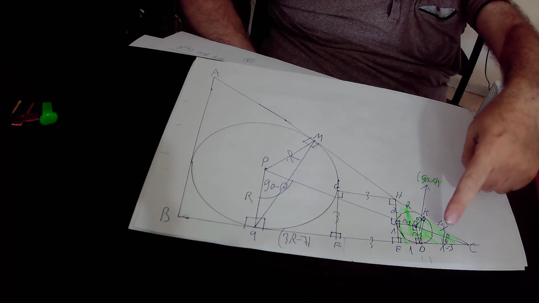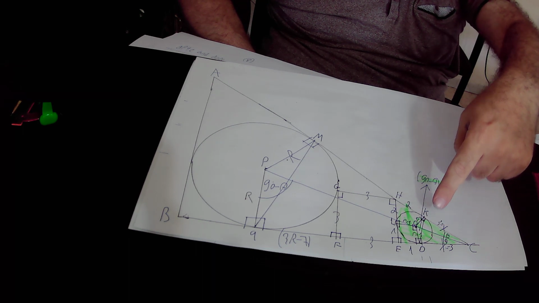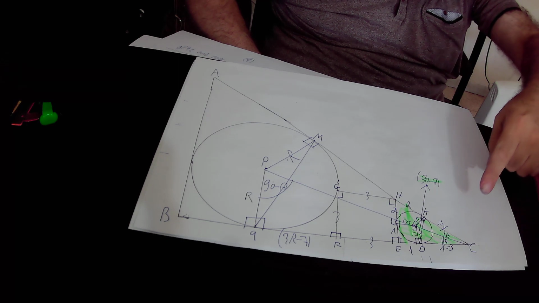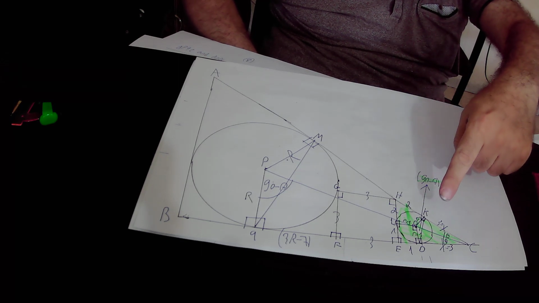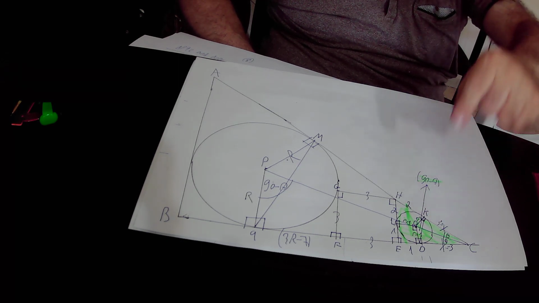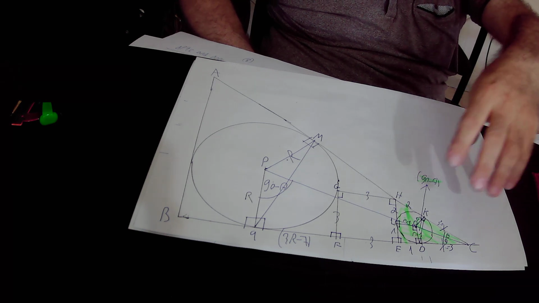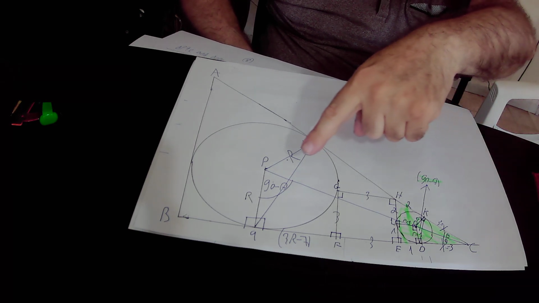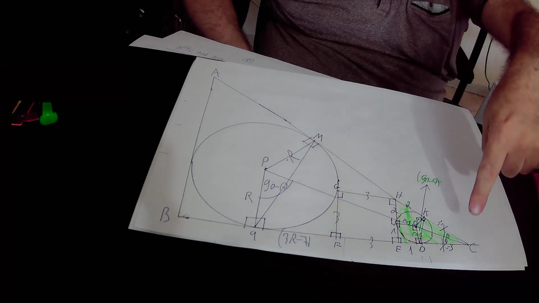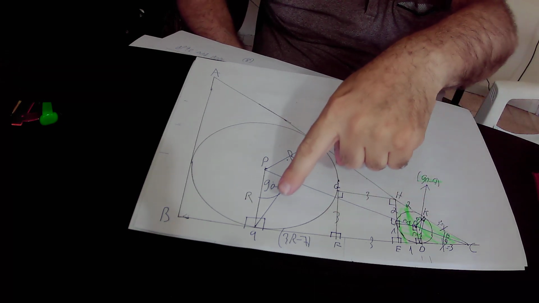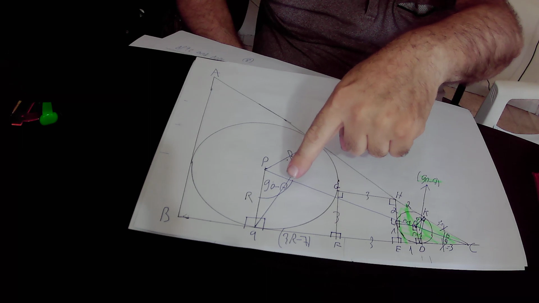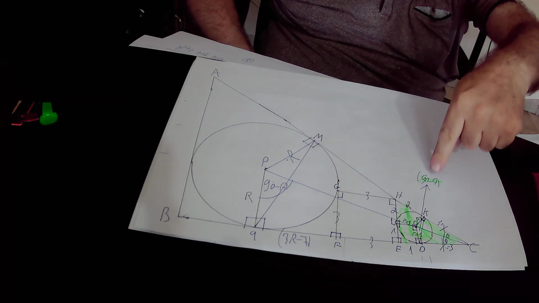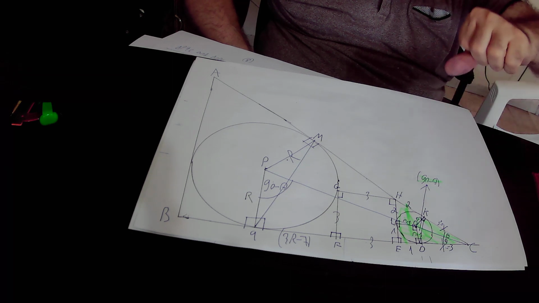This angle equals theta, this angle equals 90 degrees. Therefore, this angle must be equal to 90 degrees minus theta. Why? Because 90 degrees minus theta plus theta is 90 degrees, and 90 degrees plus 90 degrees is 180 degrees. That is the sum of the angles in any triangle. Likewise, we focus on triangle PQC, the big triangle. This angle equals theta, this angle equals 90 degrees, therefore this angle must be equal to 90 degrees minus theta, exactly for the same reason.